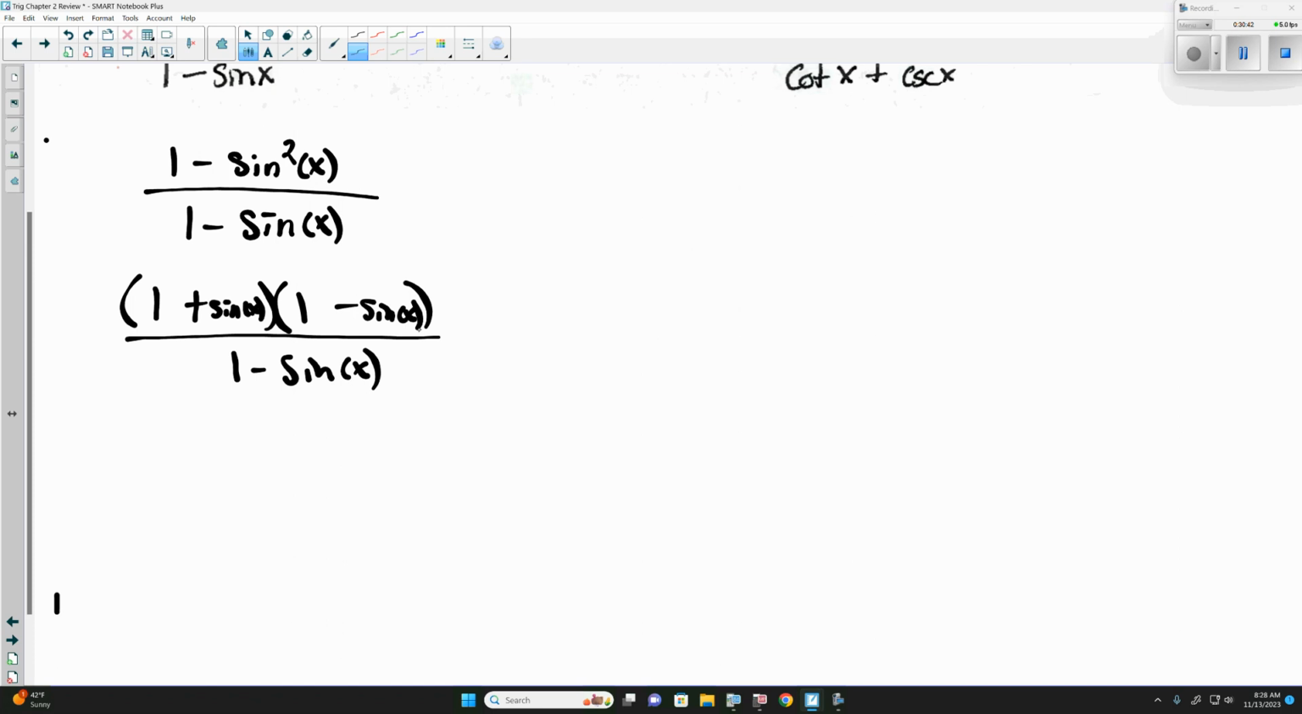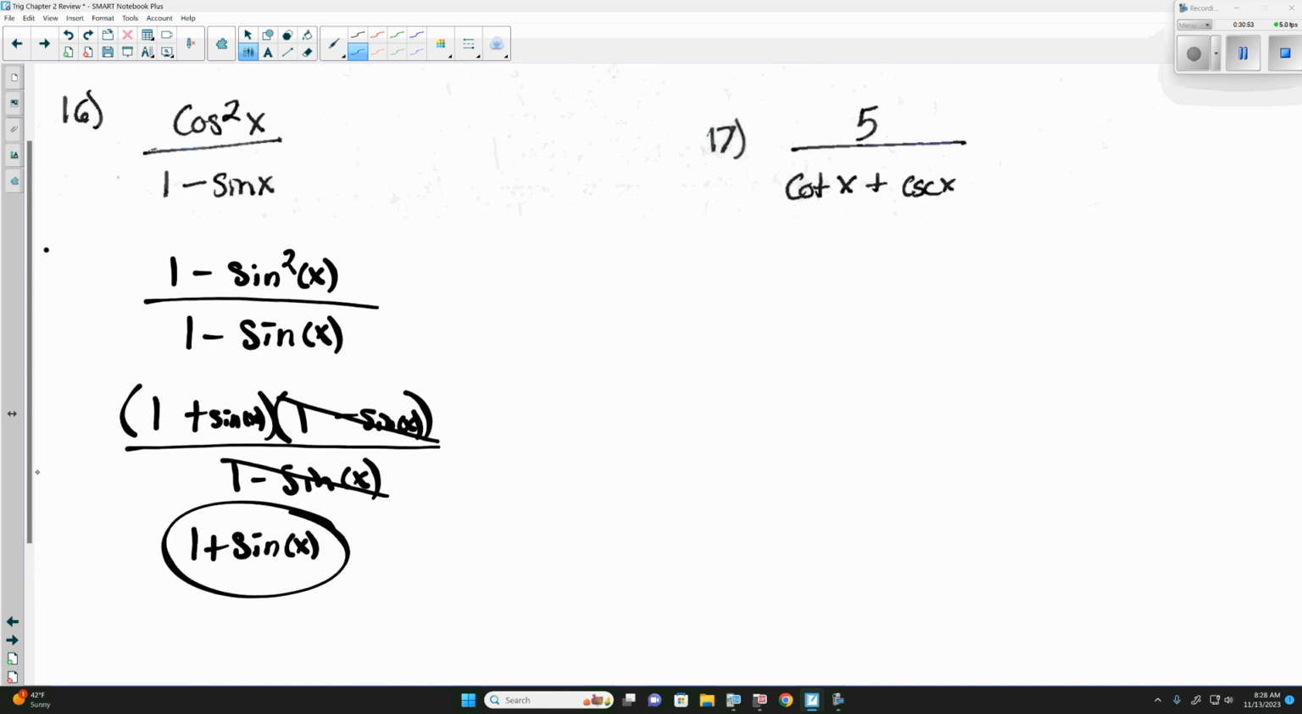Now we do have something in common on top and bottom. These will cancel, telling us that we have 1 plus sine of x. Questions on this here? Questions on number 17? Number 17, we'd have to multiply top and bottom by cotangent of x minus cosecant of x, because we need to use the difference of perfect squares.